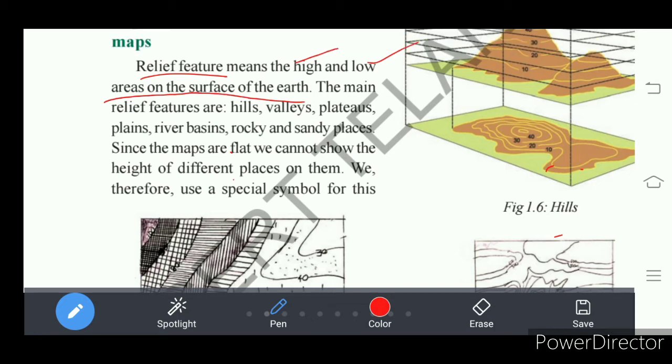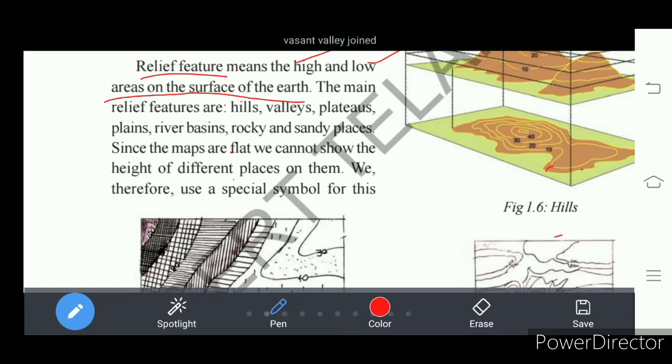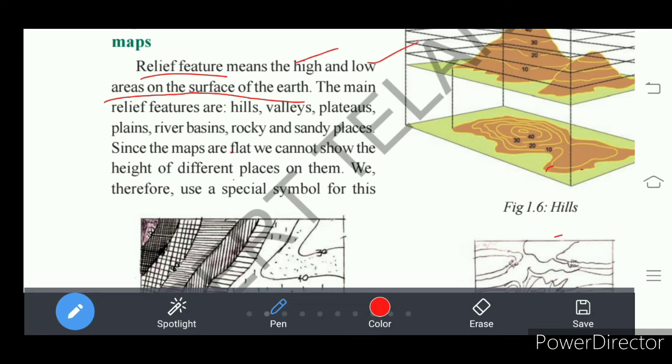Relief features, in the sense of high and low areas on the earth's surface. Some are high in height. Which are high? Mountains. Some are of moderate height. Those are hills. Some are low areas on the surface of the earth. Those are plains. So we find all these on the earth. Then how do we show these different places with different heights?